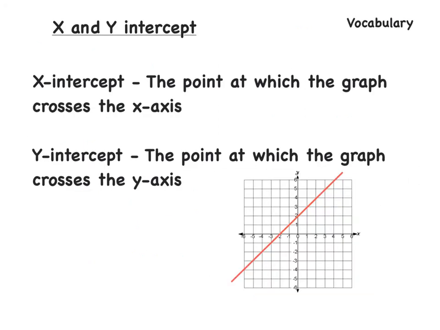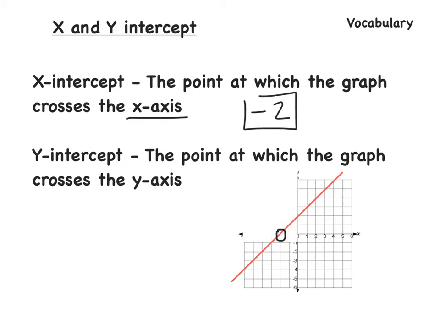So now we're going to talk about the x and the y-intercept. The x-intercept is the point at which the graph crosses the x-axis. If we look at the example below, the x-axis, remember, goes left to right, and it crosses right here at negative 2. So the x-intercept in this example is negative 2.